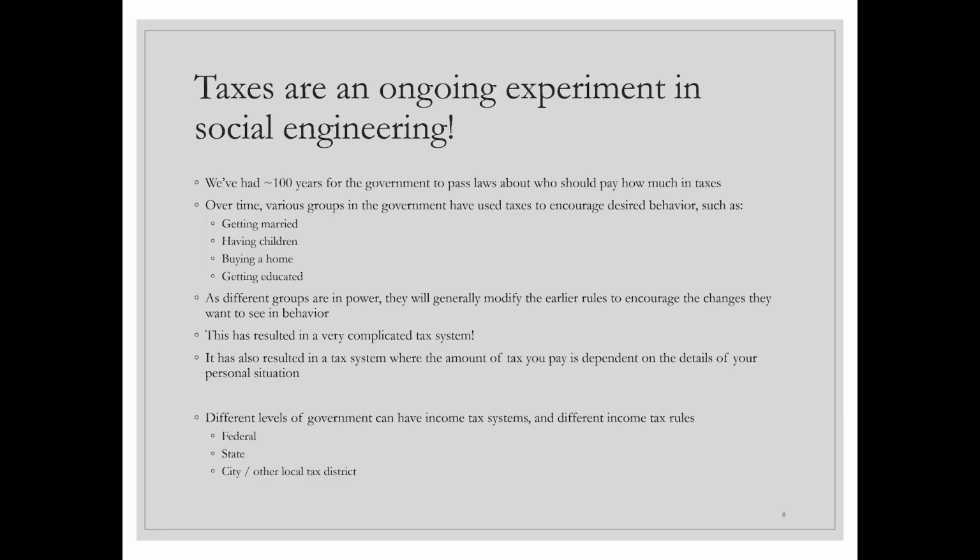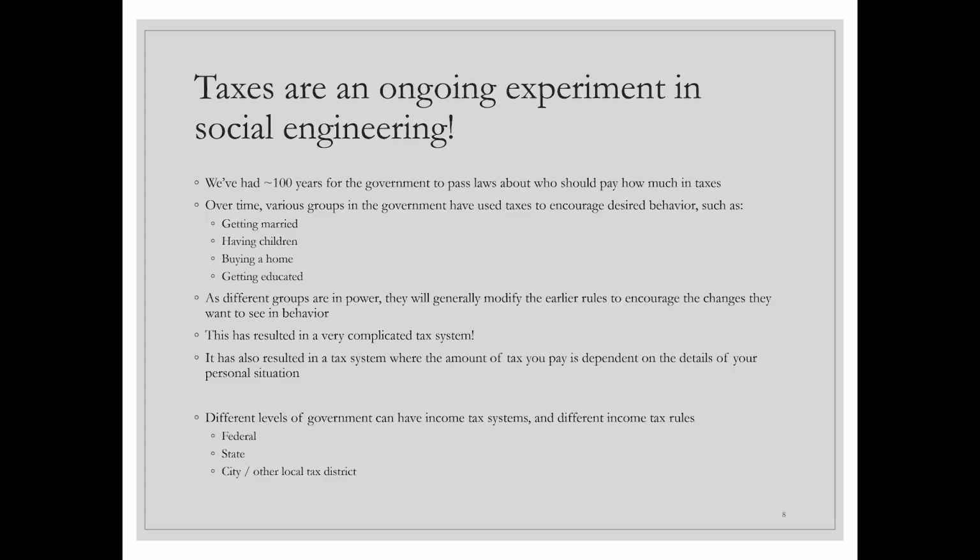So as different groups are in power, they will often modify the earlier rules or put new rules on top to encourage the changes they want to see in behavior. So this has resulted in a very complicated tax system. It also means that the taxes that you pay are going to be very dependent on the details of your personal situation, right? Even if you and I had the same income, I might pay a very different amount of taxes than you based on the details of our personal lives.